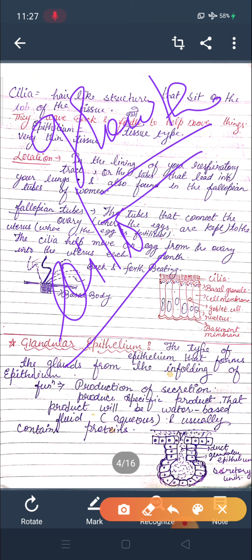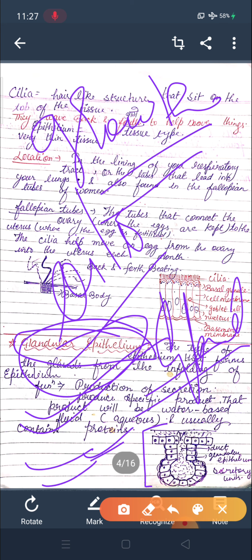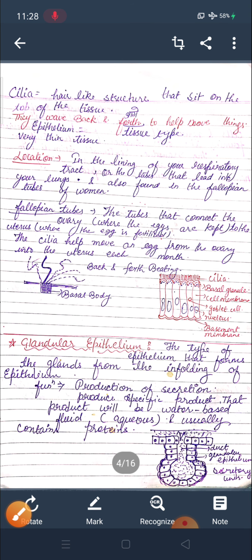Number of glands are made up of glandular epithelium tissues. And what is the main location of these glandular epithelium? Where the glands are there, the glandular epithelium tissues are present. This diagram is not given in your book. I have made it easy: this is duct, this is glandular epithelium and the secretory units. By that the secretion will take place.